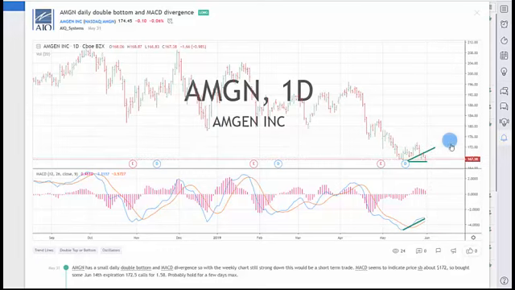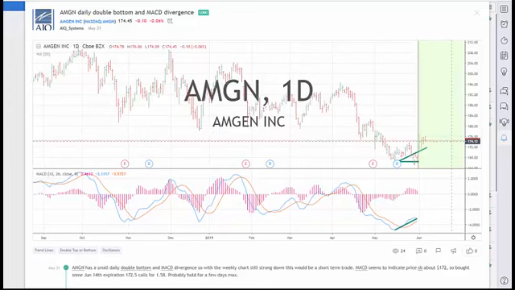And when I click on the arrow here, it actually loads the bars after the date of this posting, and you can see what happened. Amgen has moved up nicely. In fact, the very next day, it shot up as high as 176 and closed around about 174. So it was a very nice move.